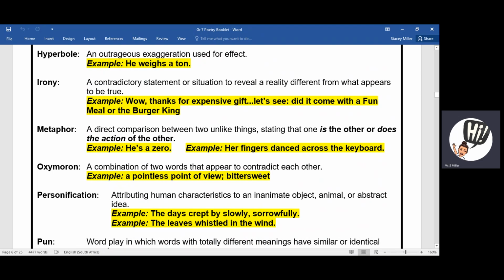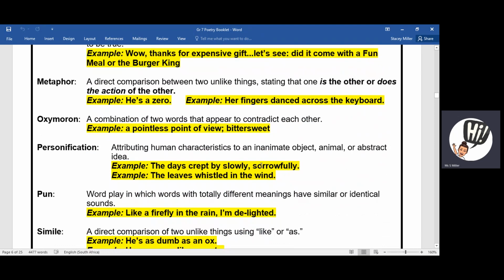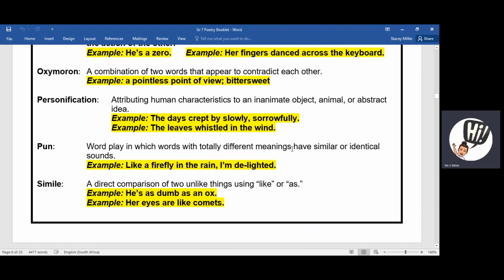Okay. Then a beautiful word underneath it that I also love, oxymoron. Highlight it. Beautiful in poetry. We love contrast, two different things. An oxymoron is a combination of two words that appear to contradict each other. So, for example, a pointless point of view, or bittersweet, or pretty ugly, or stupidly clever. Okay, two words that are the opposite, but it has to make sense next to each other. Yeah, it's like saying very ugly. Same thing.